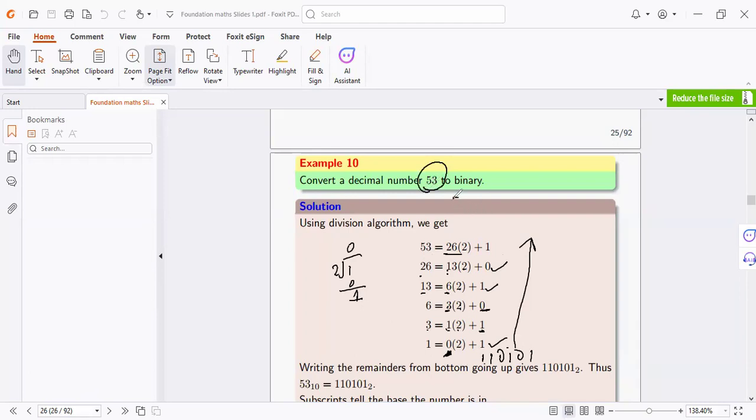Now, normally we write it this way. We write the base here. This means this is a decimal number. And the binary number we formed is this.